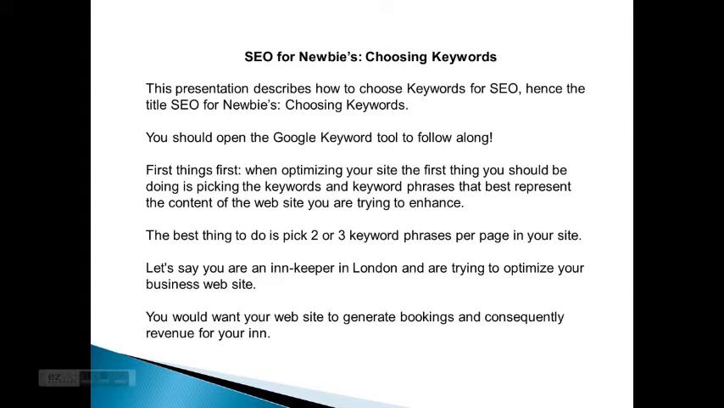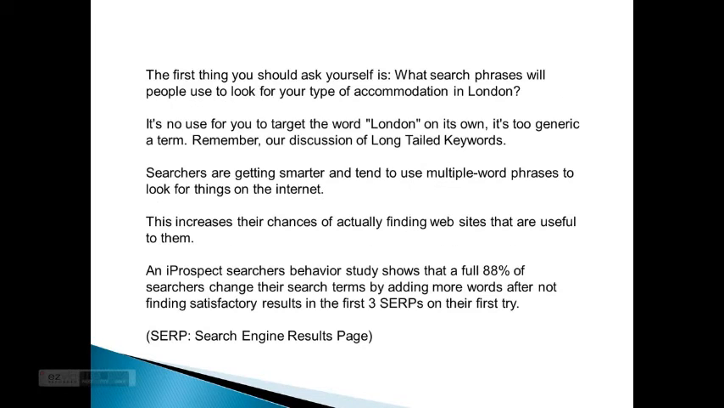Let's say you're an innkeeper in London and you're trying to optimize your business website. We want your website to generate bookings and consequently revenue for your inn. The first thing you should ask yourself is what search phrases will people use to look for this type of accommodation in London. It's no use for you to target the word London on its own as it's too generic. Searchers are getting smarter and tend to use multiple word phrases to look for things on the internet. This increases their chance of actually finding websites that are useful to them.